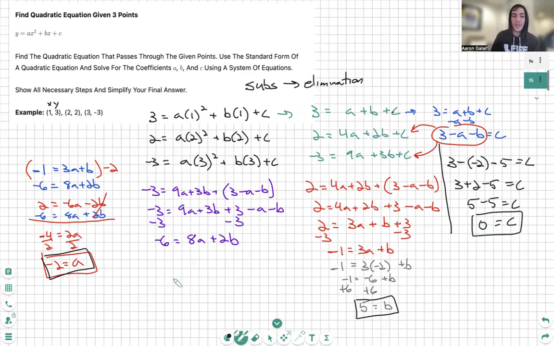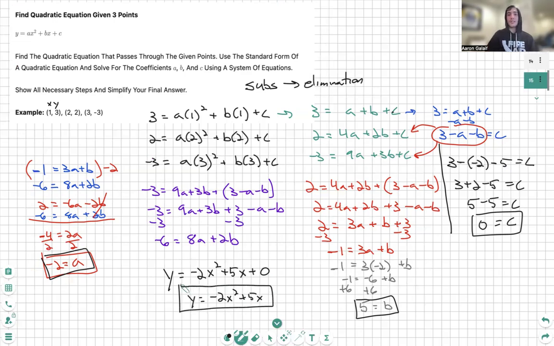And now we just plug it into our y equals ax squared plus bx plus c. And we see y is equal to a, which is negative 2, x squared plus b, which is 5x plus c, which is 0. We can further clean it up because we don't need to include the 0. Negative 2x squared plus 5x. And that will be your final answer.